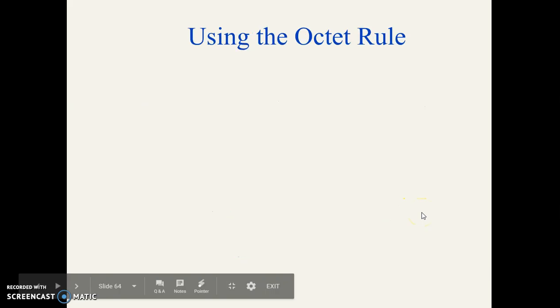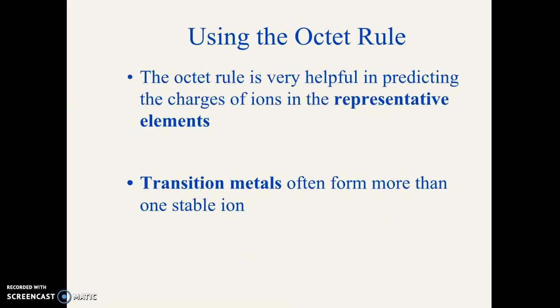So using this octet rule, we can draw Lewis dot structures. The octet rule is very helpful in predicting the charges of ions in the representative elements.